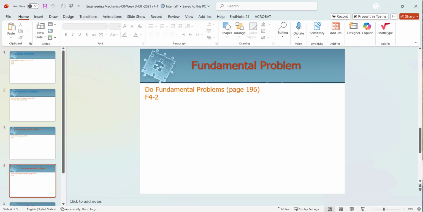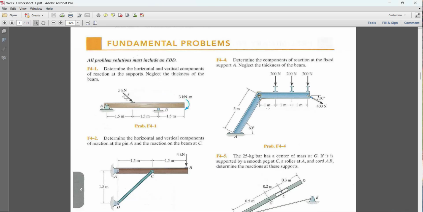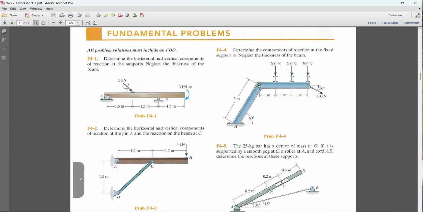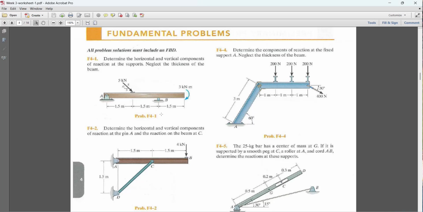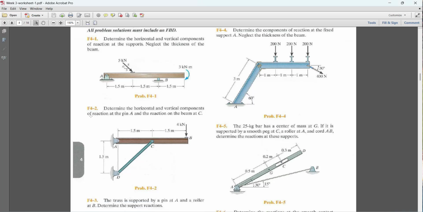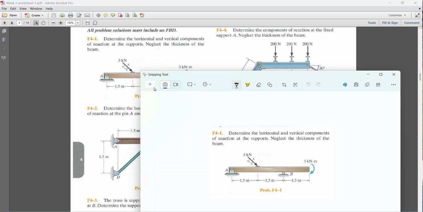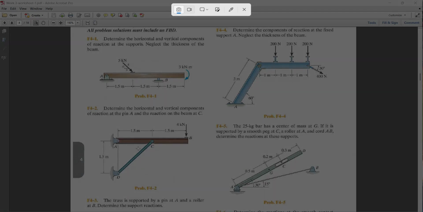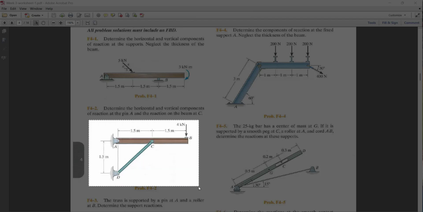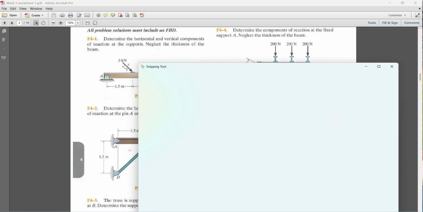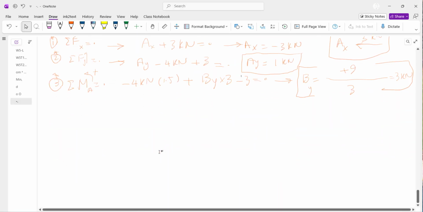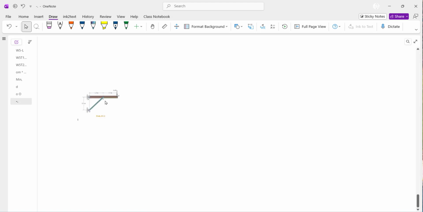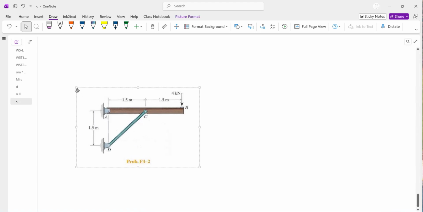Page 196. All right, so page 196, and the question we are trying to attempt is 4-2. All right, 4-2 is a tricky problem. Why is this tricky? Because your free body diagram is potentially involving not one rigid body, but two rigid bodies. So here we have to be careful. Let's see how it looks.